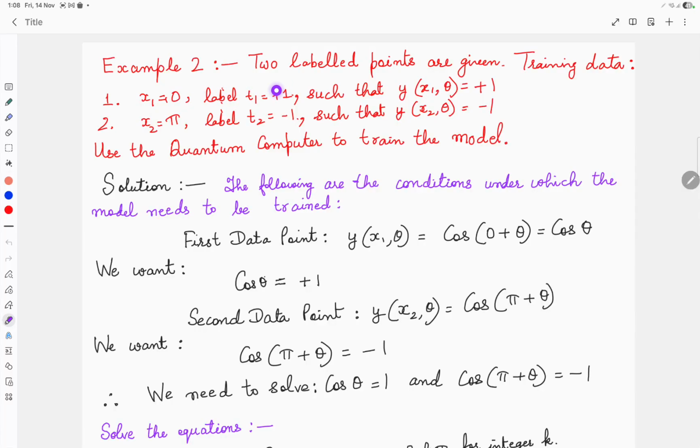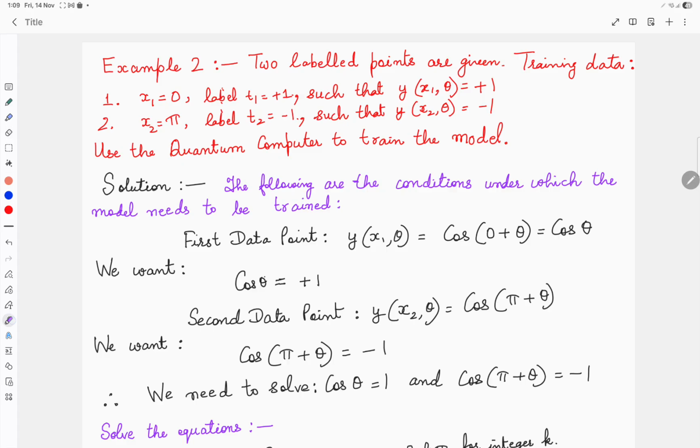Let us take another example for machine learning with quantum computers. Simple examples, but let us try to do how the machine learning problems can be tackled with the quantum approach. So in this example, two labeled points are given. The training data is as follows: x1, the first data is x1.